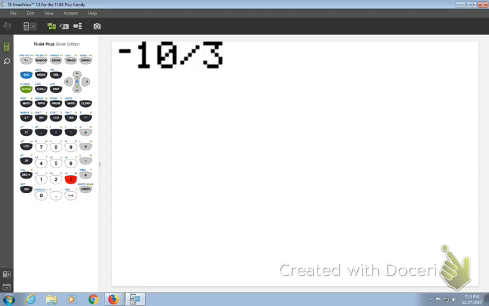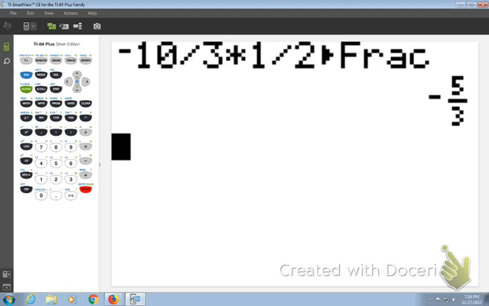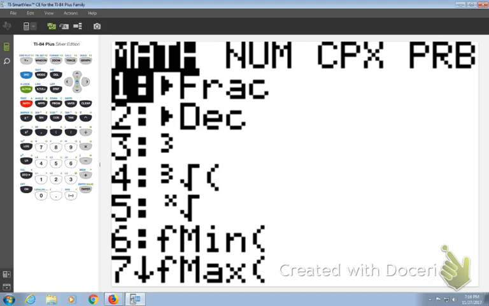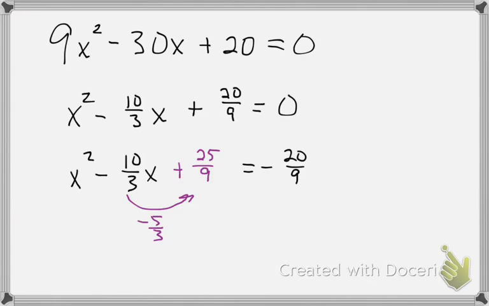If I take negative 10/3 and I halve it, H-A-L-V-E, is a good English word you won't see a lot of. There's your negative 5/3. Square that sucker. There's your 25/9. The process is there. I don't care how you get there as long as you get there. But if I add 25/9 on the left, I have to add 25/9 to the right. And in this case, that actually happens to be fairly convenient.